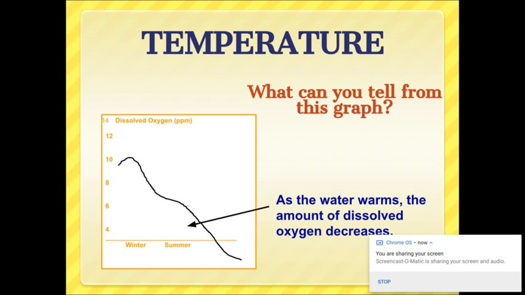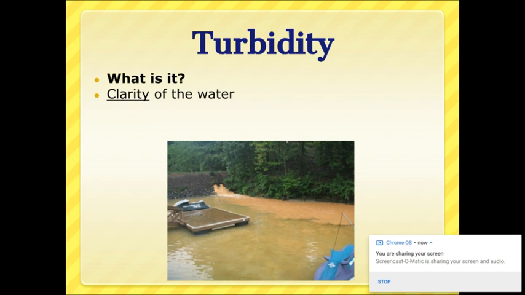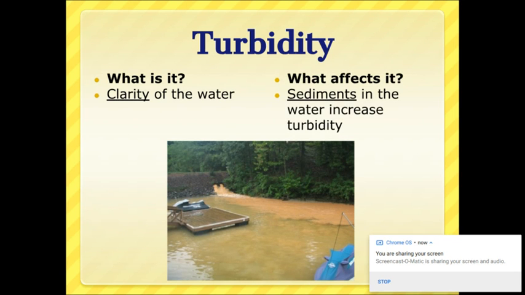Turbidity. Turbidity is one of our final indicators. Turbidity is very simple, and it's just a measurement of the clarity of the water. It's affected by sediment in the water. The more sediment there is in the water, the more turbid the water becomes.